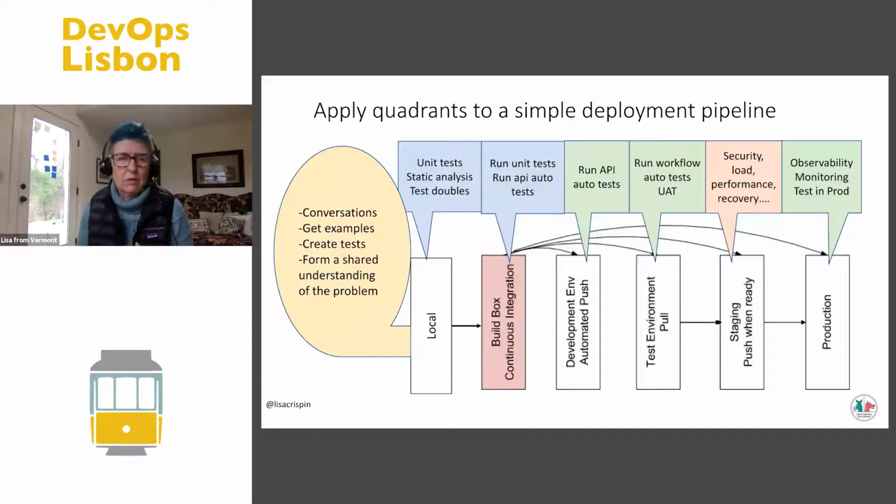Oops, I was on the wrong slide. Okay, let me walk through this. I got confused about what slide I was on.